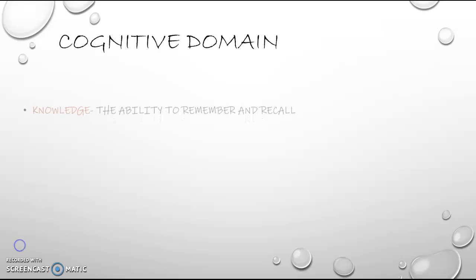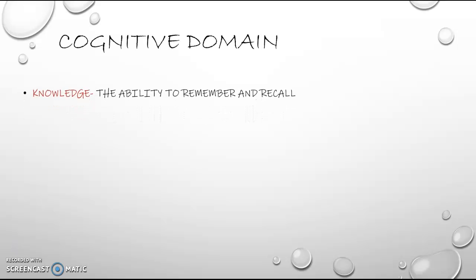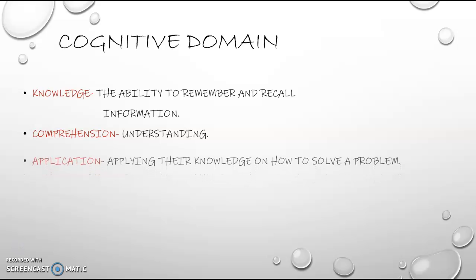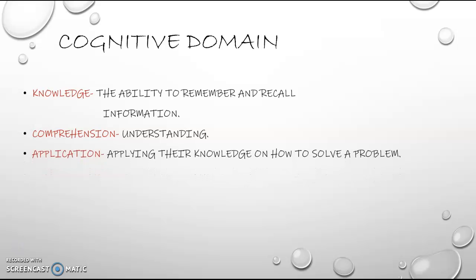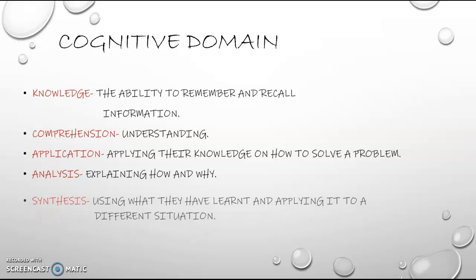The next slide that I have is the cognitive domain. It's the knowledge and the ability to remember and recall. So when a child is sitting in a classroom, they are having to listen and they have to recall the information that has been given to them. The comprehension is the understanding of that information. Application is applying their knowledge on how to solve a problem. Analysis is explaining how and why.